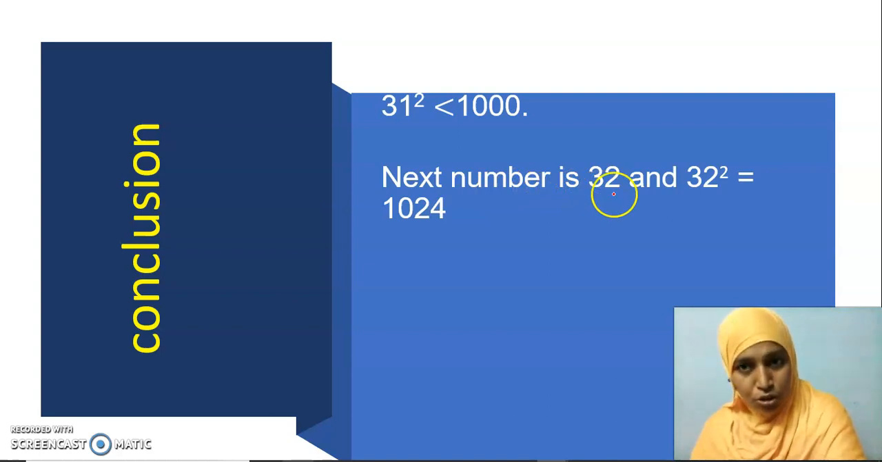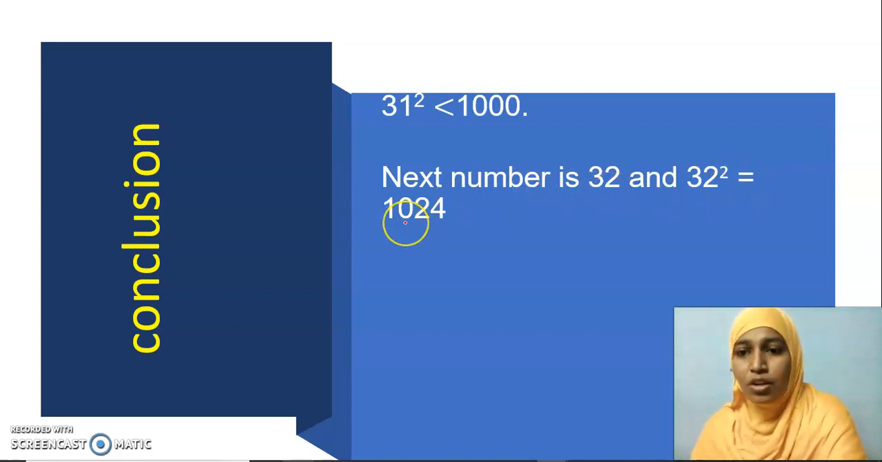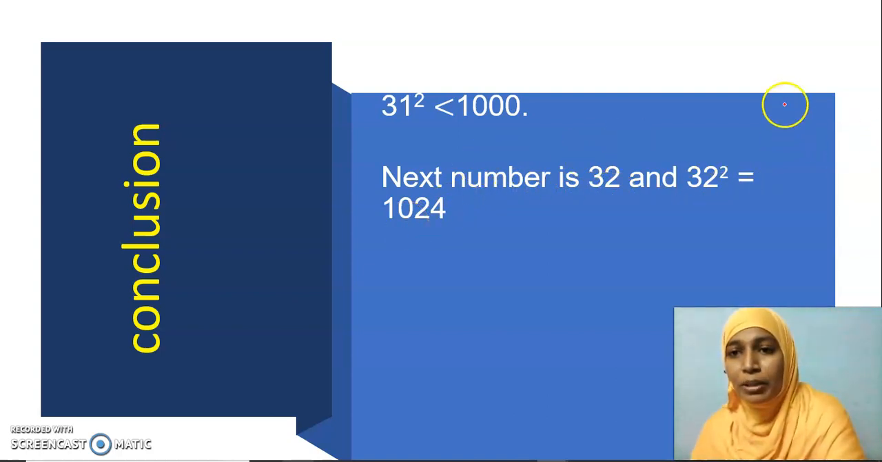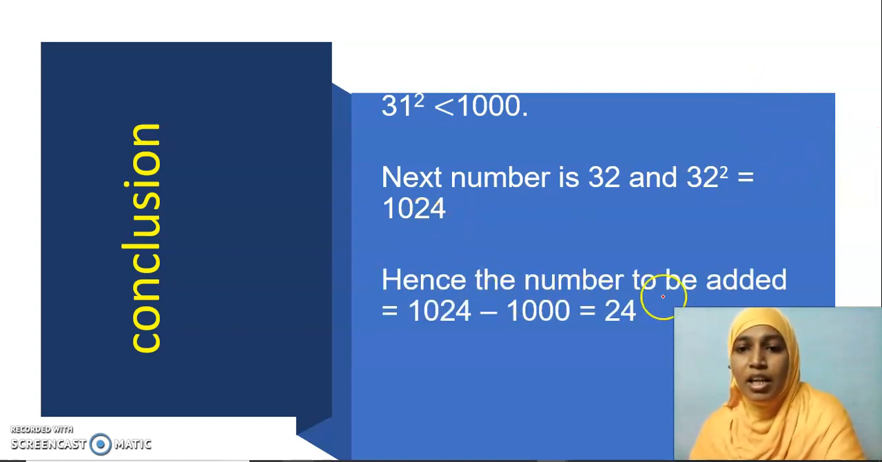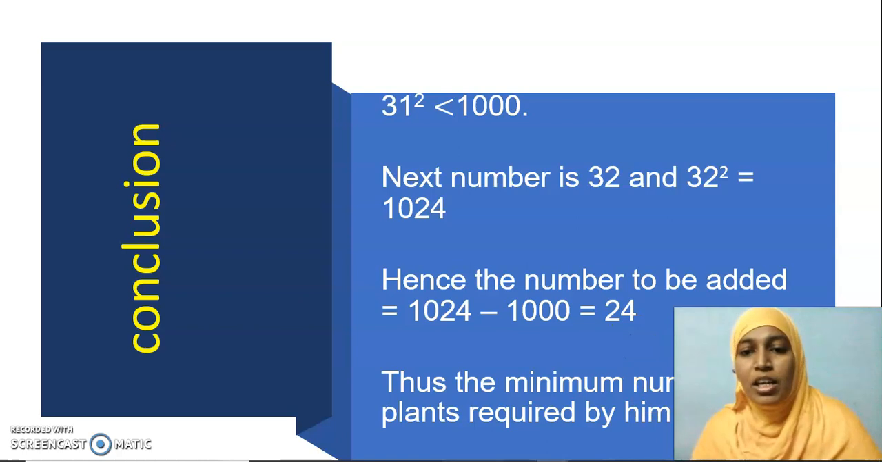Next number is 32. 32 squared is 1024. This you have to multiply in rough column, 32 into 32. Hence the number to be added is 1024 minus 1000. So the minimum number of plants required by him is 24. Is it clear, my dear children?